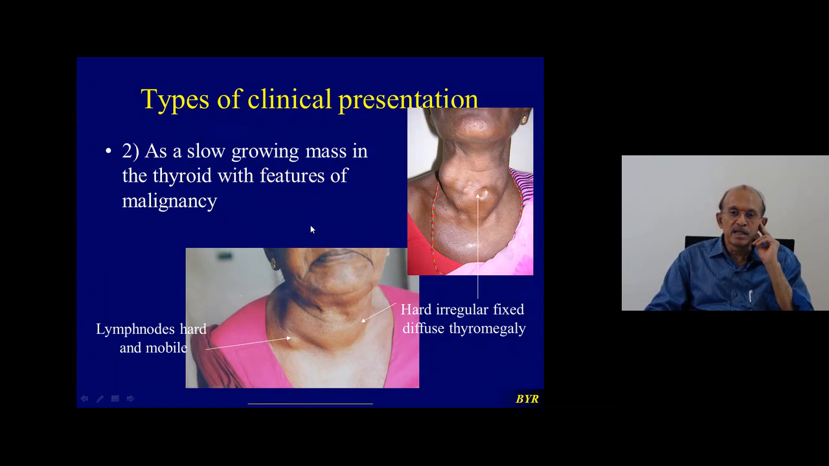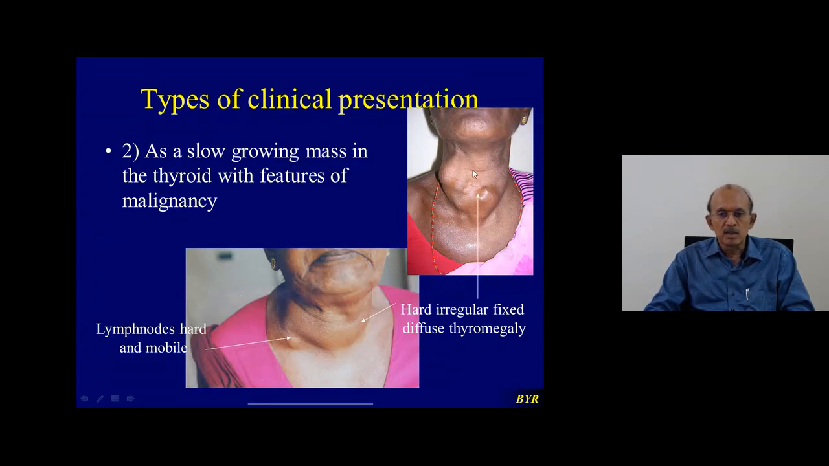So the first type of presentation is as a solitary nodule. Solitary nodules in males, solitary nodules at extremes of age, and solitary nodules in patients who were exposed to radiation during childhood must be suspected of malignancy. The second type of presentation is as a slow-growing mass in the thyroid with features of malignancy. Normally you expect malignancy of other organs to be rapidly growing. But here, because it's a well-differentiated tumor, the tumor grows over a period of months or years.